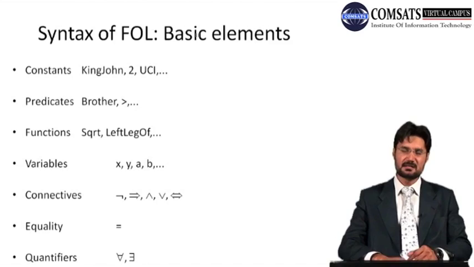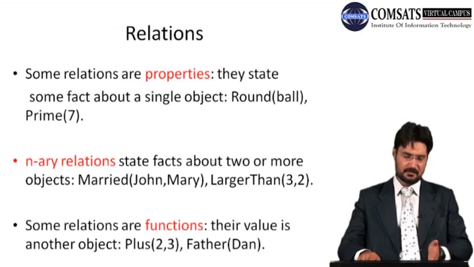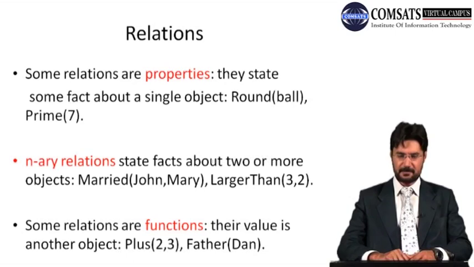Then we need connectives, different kinds of connectives: not, implies, greater than, equal to, not equal to, or bidirectional. We can call these connectives. Then we have equality. What equal means is that if we have it on both sides, they have the same meaning. And then quantifiers: for all, and there exists some, so we can use these kinds of quantifiers.